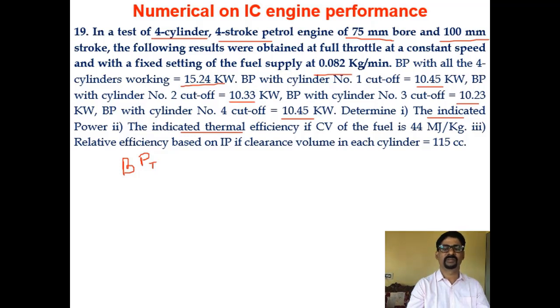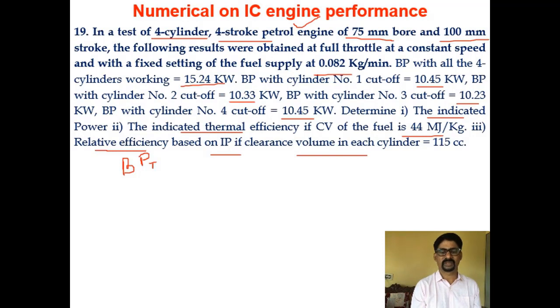If CV of the fuel is 44,000 kilojoules per kg or 44 megajoules per kg, find the relative efficiency based on IP, if clearance volume in each cylinder is given. Since it is a petrol engine, this is mentioned here. So relative efficiency you have to calculate. Relative efficiency is nothing but indicated thermal efficiency divided by air standard efficiency. That also I solved in one of the previous problems.